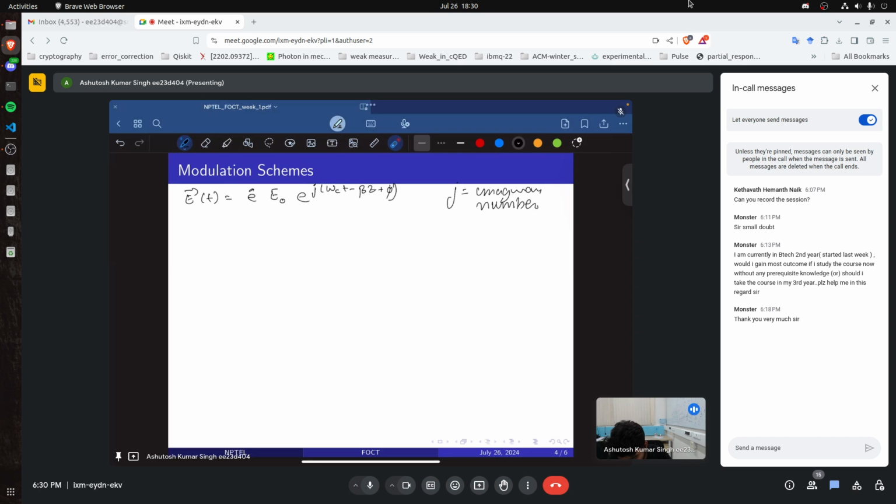Now let us look at the different parameters in this which can be varied. Your electric field, which is a vector given here, is represented by E0 e raised to the power j(omega t minus beta z plus phi) with a vector E. E0 is the amplitude, and e raised to the power j is the phase, the entire phase of the signal, where omega_c is the frequency, and this is the phase constant. And this is the polarization.